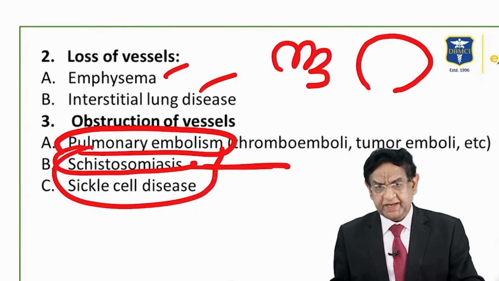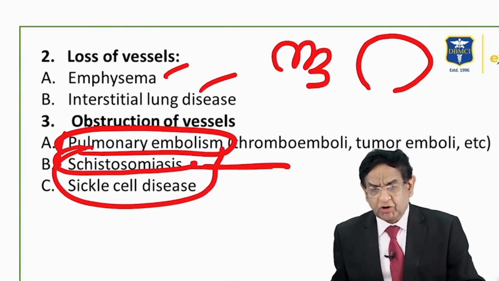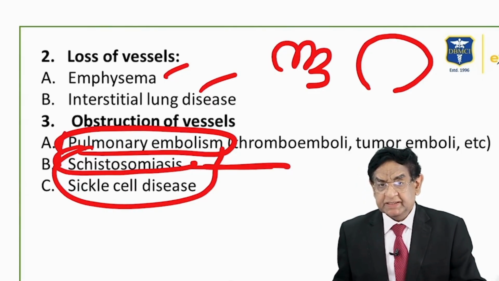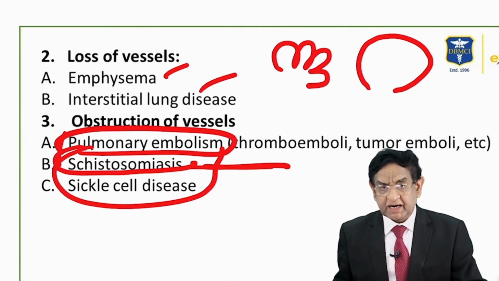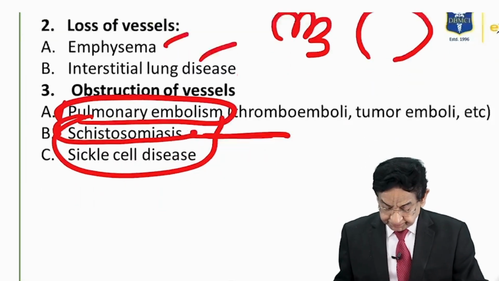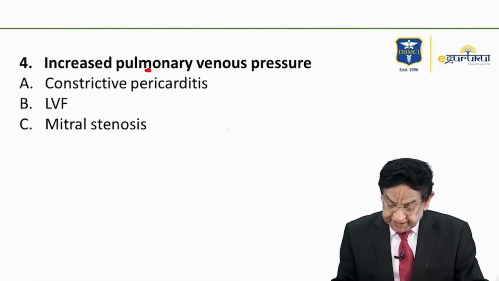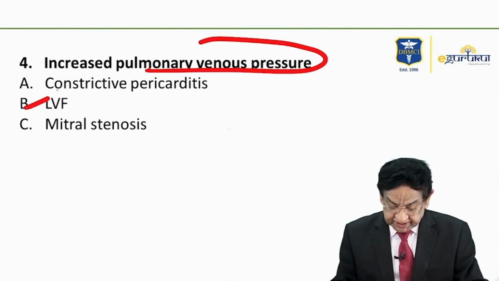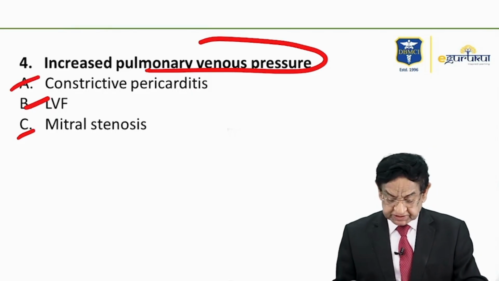Schistosomiasis is a very commonly asked question. In fact, these three are very, very important questions. They all lead to obstruction, and that's why obstruction will lead to increased arterial hypertension. Increased pulmonary venous pressure is seen in LVF and mitral stenosis, and of course constrictive pericarditis.